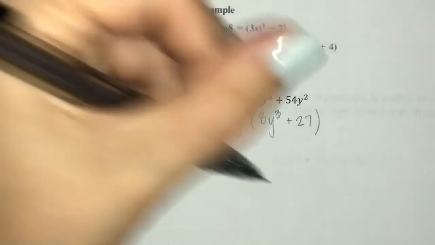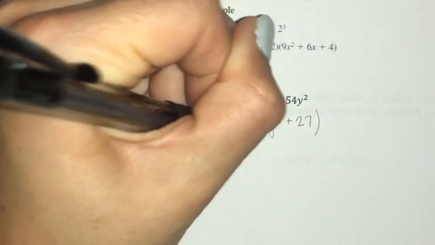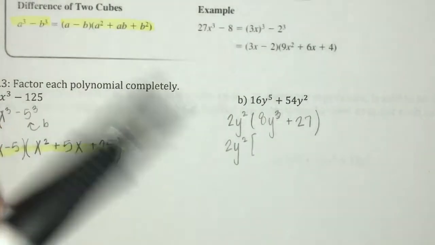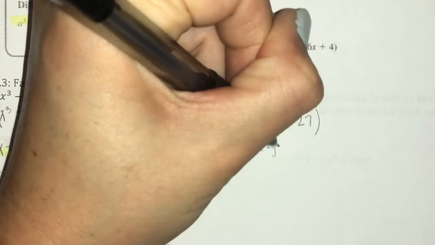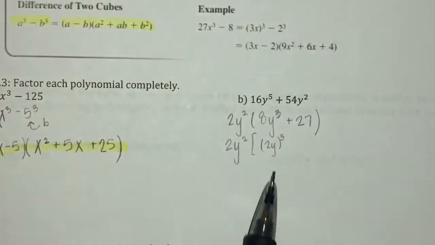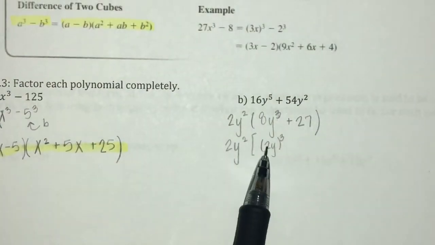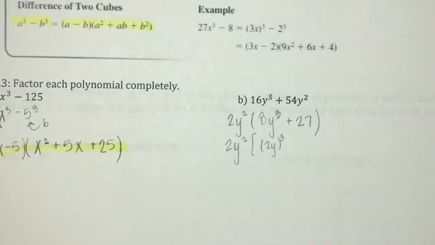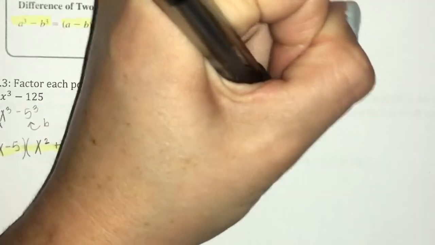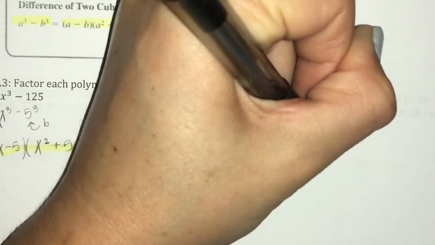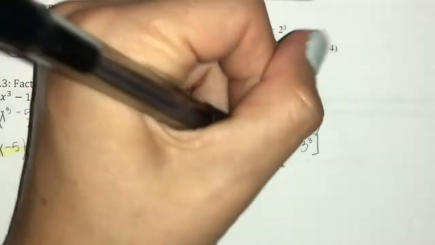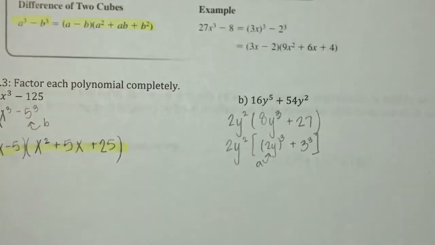So I can rewrite this if it's helpful. 2y squared, and then 8y cubed, I can write as 2y in parentheses cubed. All of this in parentheses cubed really means 2 cubed times y cubed, and 2 cubed is 8, so these are the same thing. And then 27 I can write as plus 3 cubed. Then I can pretty easily see what a has to be and what b has to be. So a would be just 2y, and b would be 3.